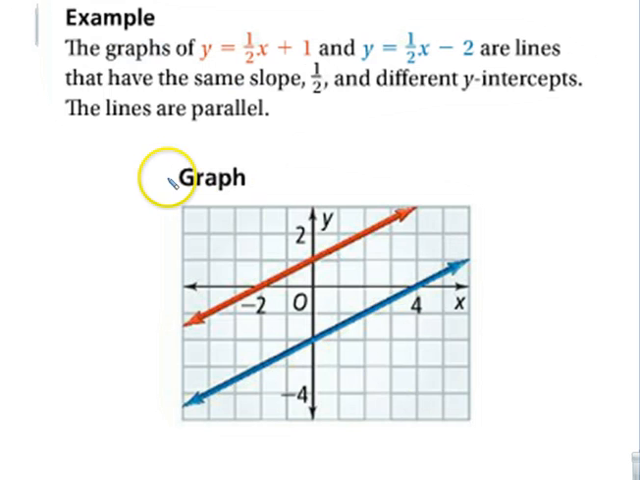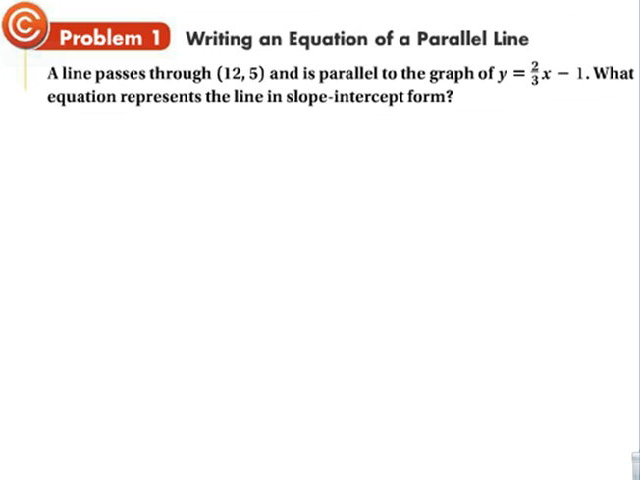Okay? Let's look at this. Here's the graph of y equals 1/2 x plus 1. The blue one is the graph of y equals 1/2 x minus 2. The slopes are both 1/2, and the y-intercepts are different. They are parallel. Okay? All right. So look what we know.